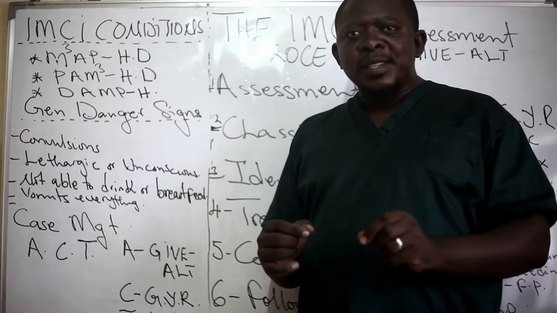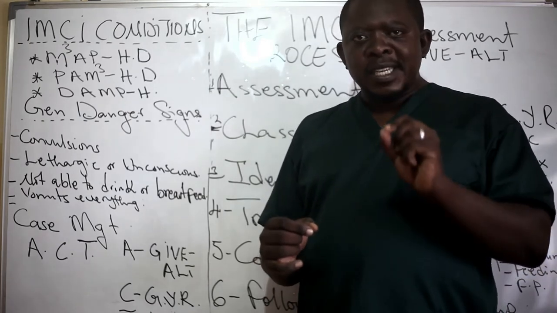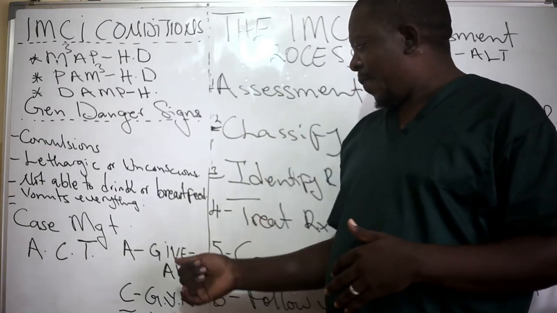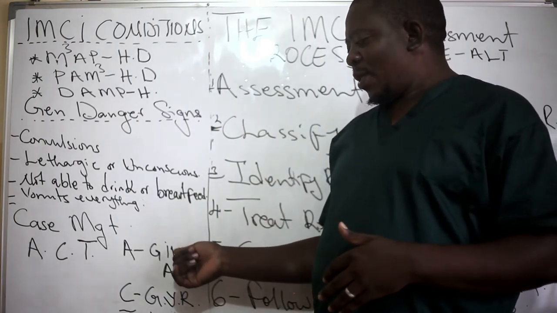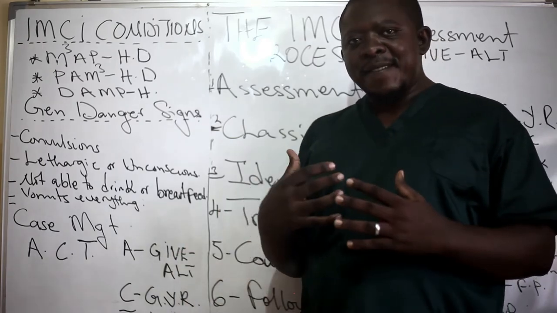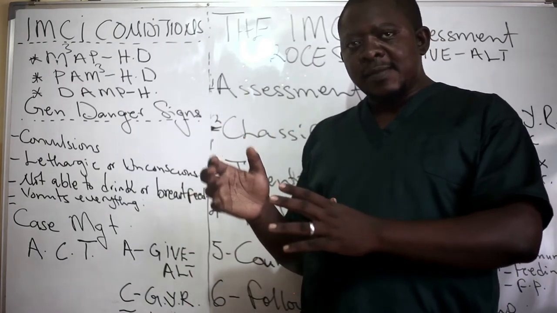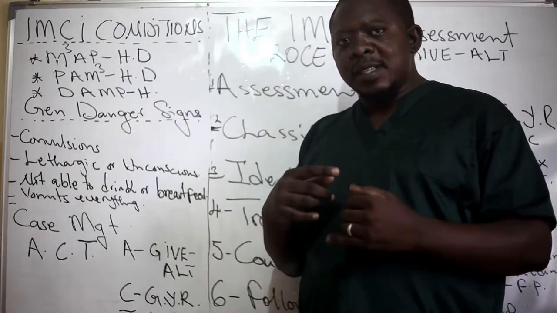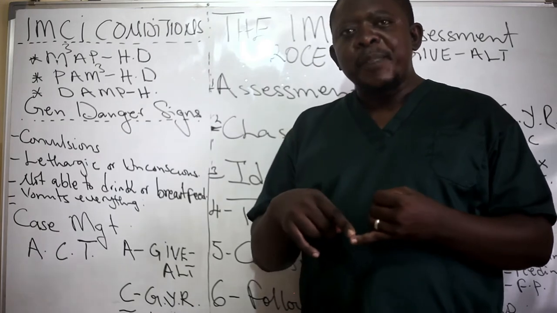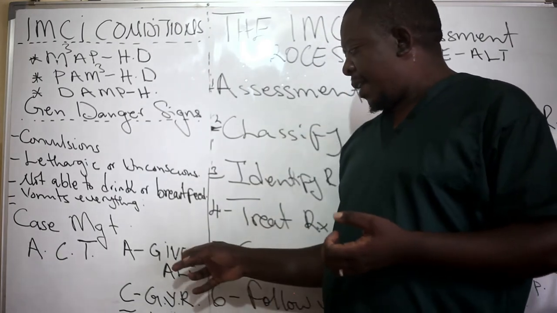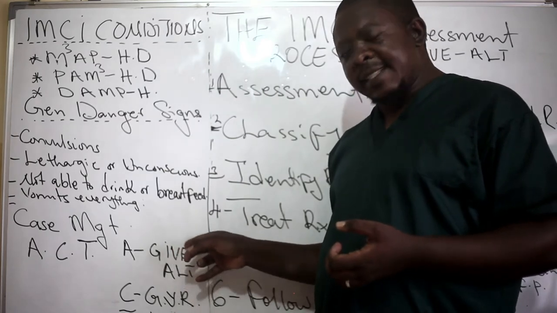So I is for also checking immunization status of the baby. All right, so this is what you also need to give, that is the GIVE. The E there in front is for establish type of visit. Okay, you have to establish the type of visit, whether it is a first visit or a follow-up visit.